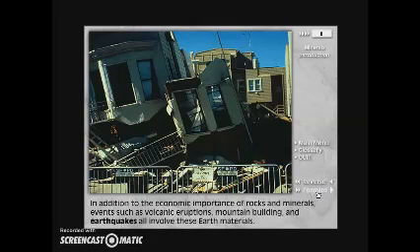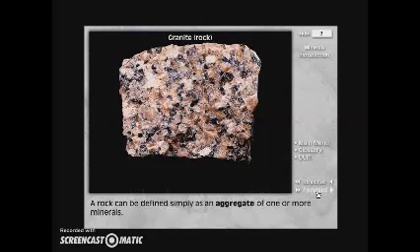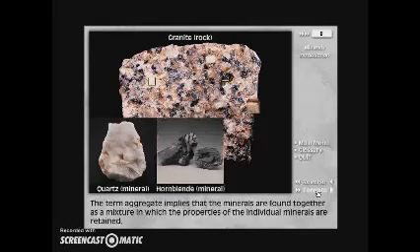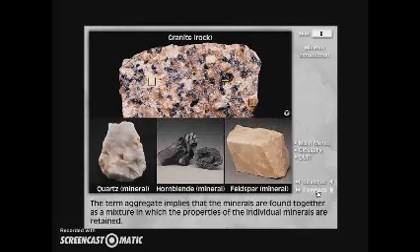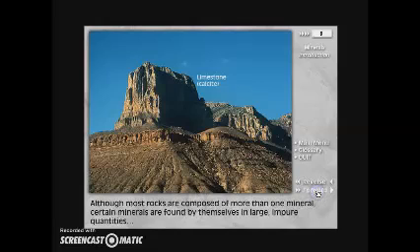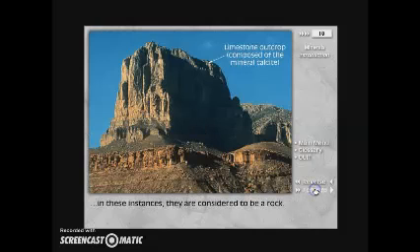In addition to the economic importance of rocks and minerals, events such as volcanic eruptions, mountain building, and earthquakes all involve these earth materials. A rock can be defined simply as an aggregate of one or more minerals. The term aggregate implies that the minerals are found together as a mixture in which the properties of the individual minerals are retained. Although most rocks are composed of more than one mineral, certain minerals are found by themselves in large impure quantities. In these instances, they are considered to be a rock.